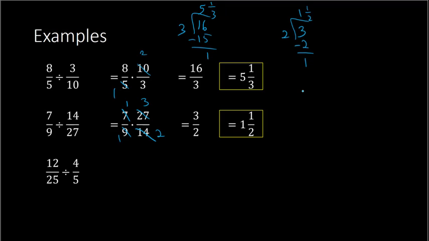Here's a third example. 12 over 25 divided by 4 over 5. Again, we can think of the division of 4/5 as the same thing as multiplying by 5 over 4. And when we do this, we can simplify before we multiply, and anything on the top can divide with anything on the bottom. So the 12 and 4, you can divide both by 4 to get 3 and 1. 5 and 25 both can be divided by 5 to get 1 and 5. So now we have 3 times 1 over 5 times 1 to get 3 over 5 as our answer.